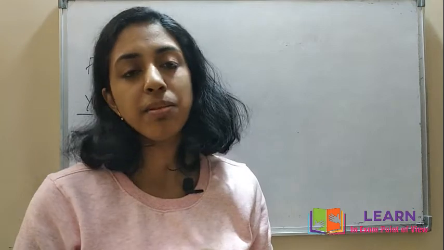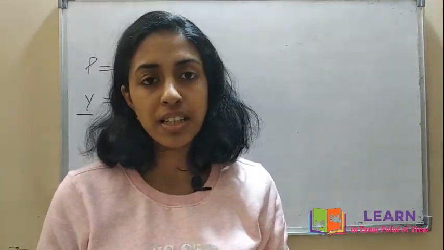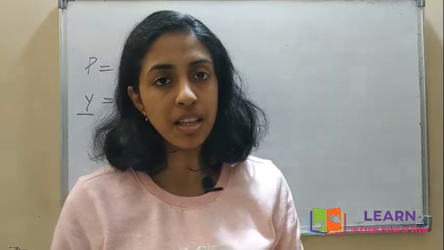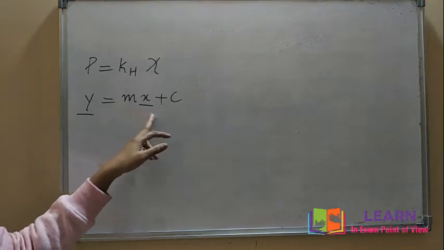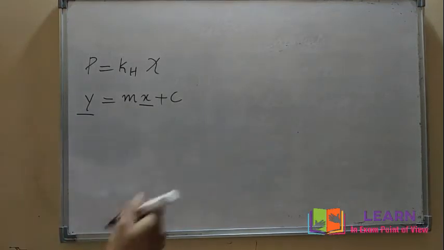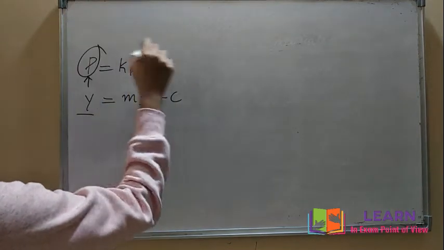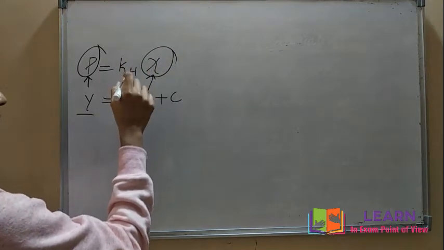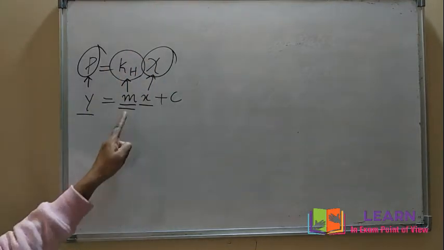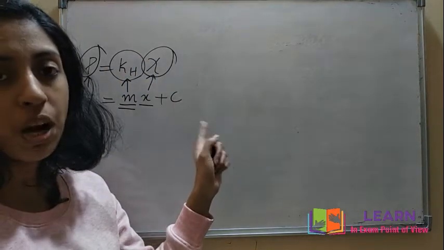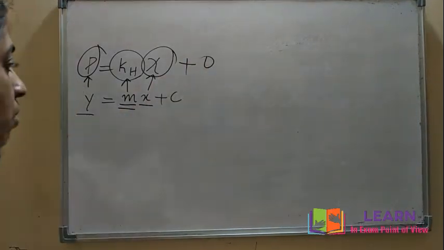So now compare the Henry's law equation to the equation of a straight line, that is y equal to mx plus c. Just to compare the variables, y and x are variables, right? So here, which are the variables? Varying things, P and chi, right? Constant is what here? That is slope. KH is what? M is slope, right? And c is what? Y-intercept. There is no y-intercept, that is 0, plus 0 you can assume.